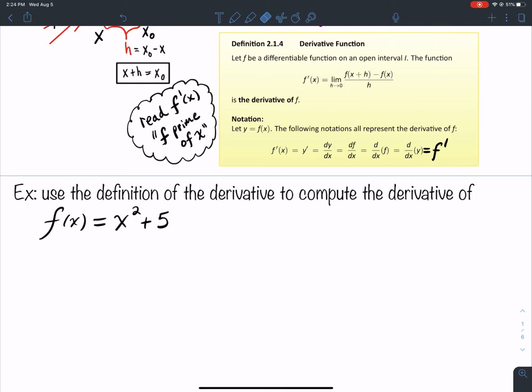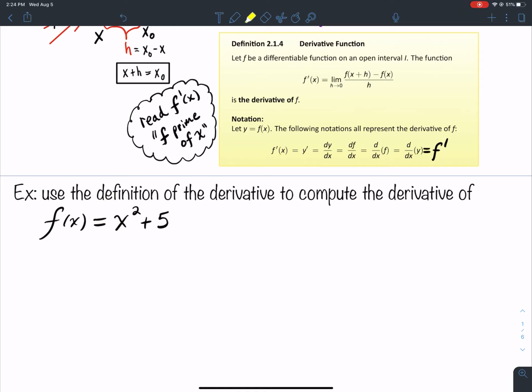Okay, so we just established the definition of the derivative. I want to use the definition of the derivative in an application to calculate the derivative of f of x equal to x squared plus 5, which is a parabola shifted up 5 units. So we're a happy parabola. A in front here is 1, so we're positive, smiling, right? Okay.